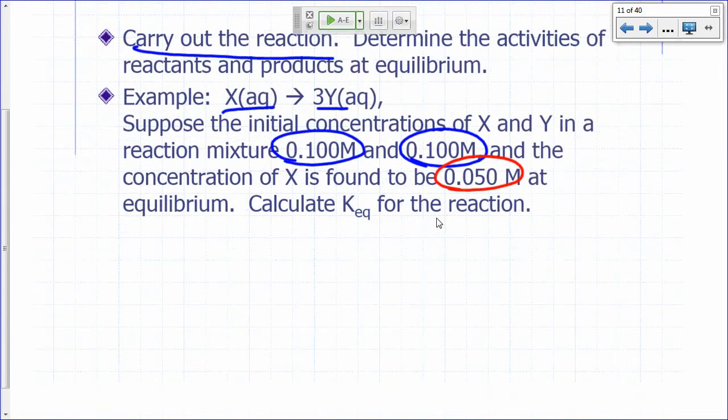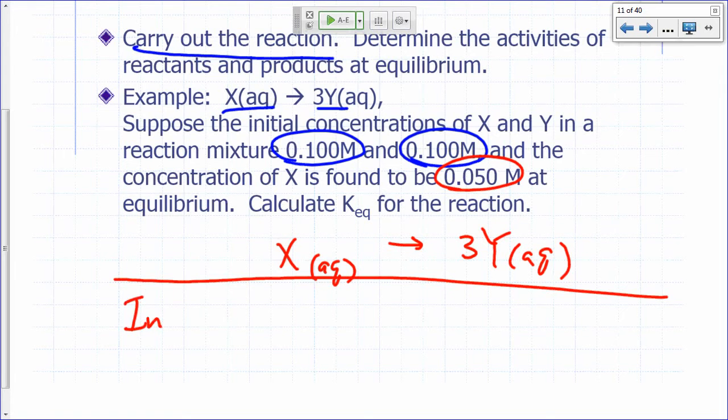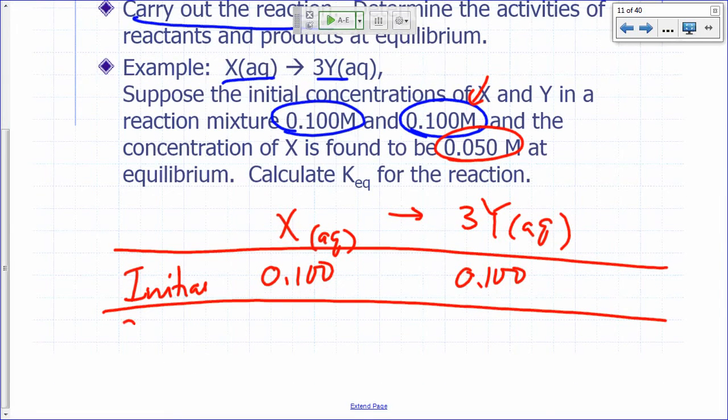What we can do is construct what's called an ICE table. It's a very convenient way of doing this. So X, aqueous, yields 3Y, aqueous. And you make a table. Start off with an initial concentration. What's our initial concentration of X? 0.1, right? And what's the initial concentration of Y? Also given in this problem to be 0.1. What would be the changes?